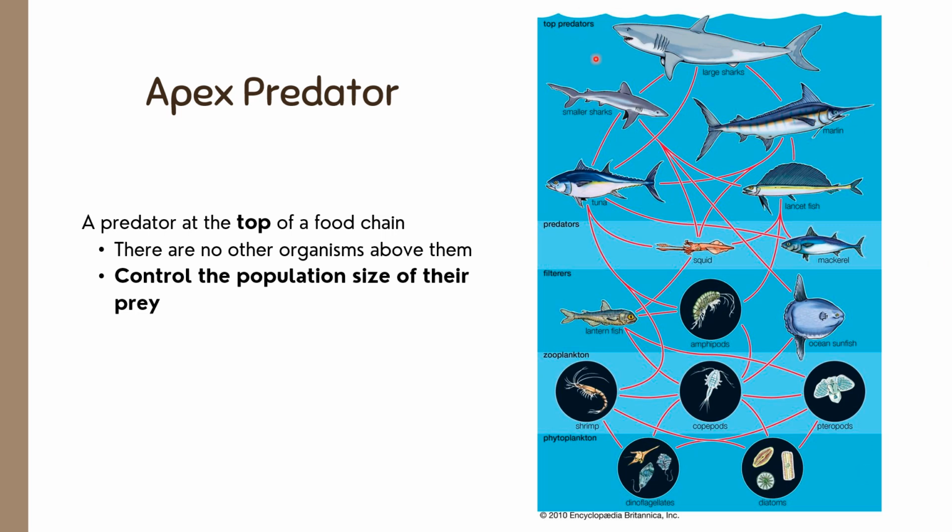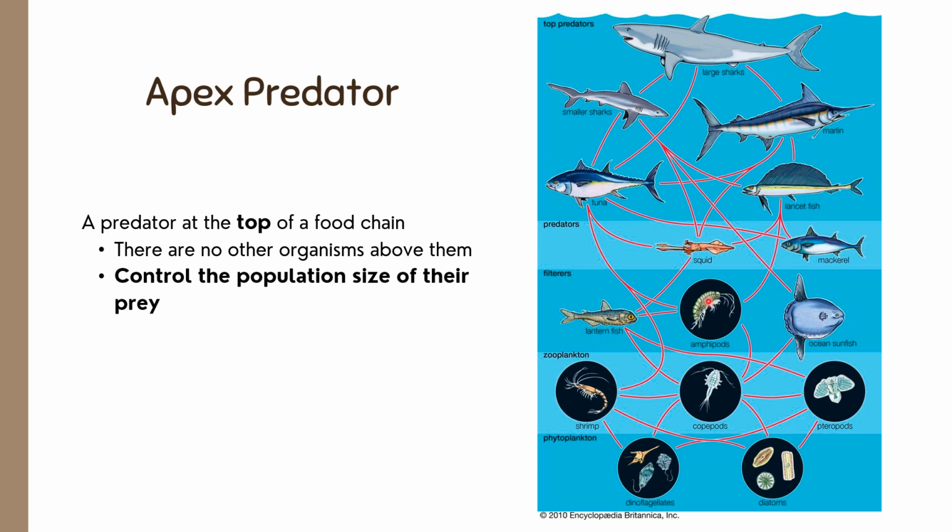For example, if we removed this large shark, this smaller shark and this marine their populations would increase a lot. So we'd have more of these two species. And because there are more of these two species, they're going to eat more tuna, lancet fish, squid, and mackerel. And so on this level, their populations are going to decrease.